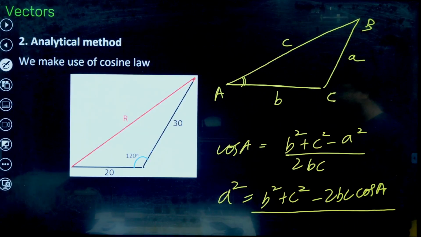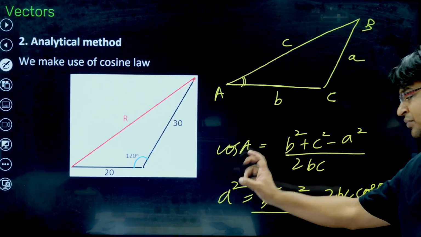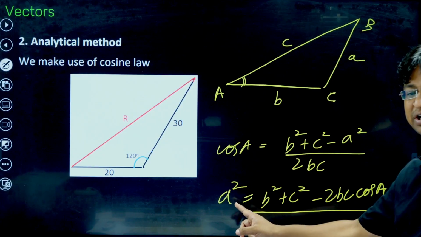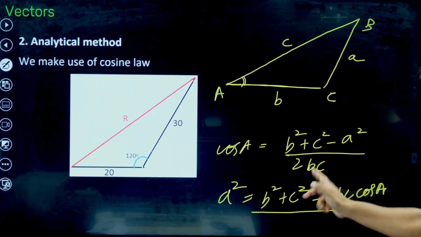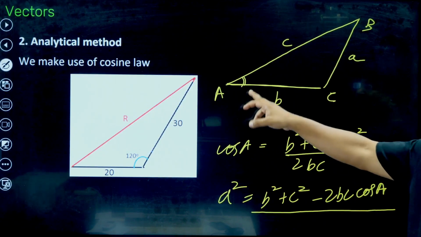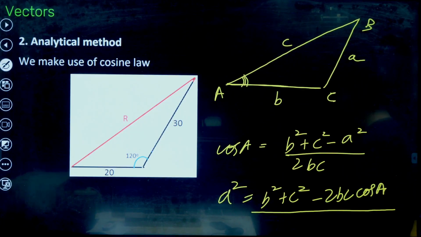Why? This formula tells us the length of one side of a triangle in terms of the other two lengths and the angle between them. The angle A is the angle between b and c. So we are going to make use of this formula.